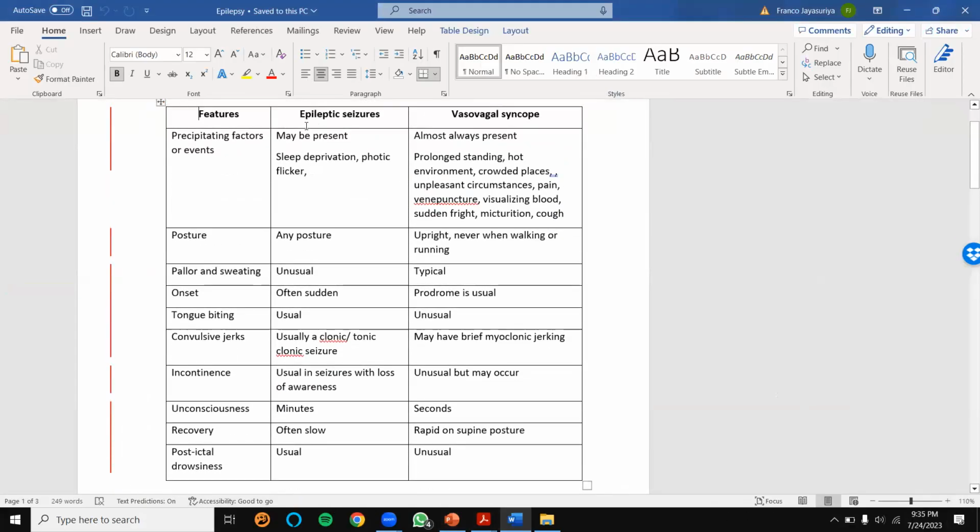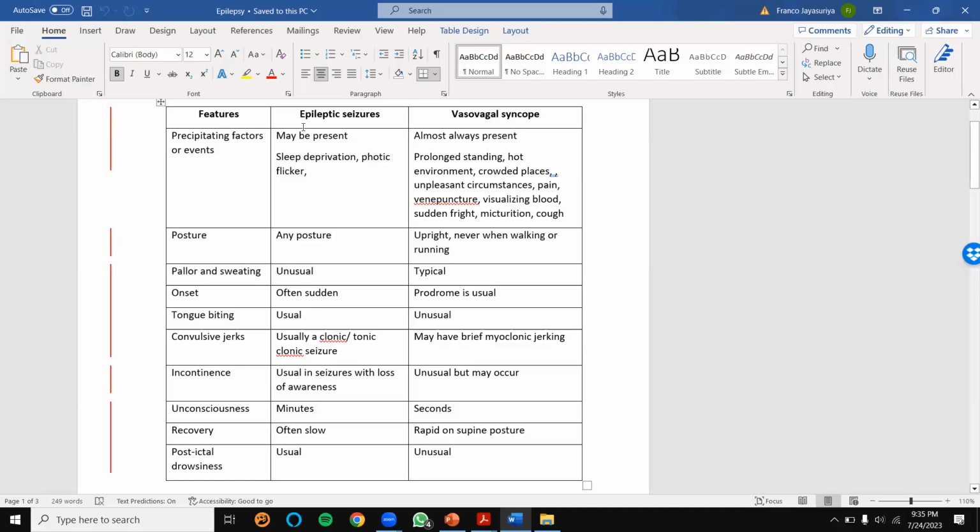So I hope everyone can see this. I changed it to a Word document: epileptic seizure versus vasovagal syncope, or syncope. This was an SCQ of, I think, 28 or something like that. There was an SCQ for medicine, and also there was an SCQ for peds. So the differences are pretty much the same. You can remember this for peds as well if anyone's doing it.